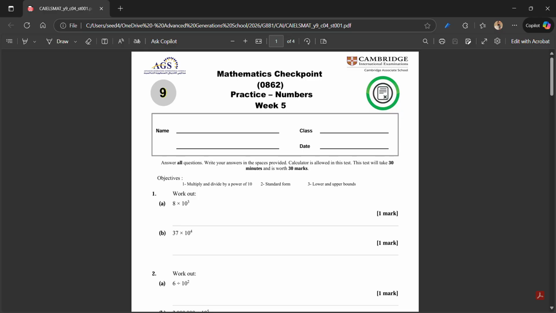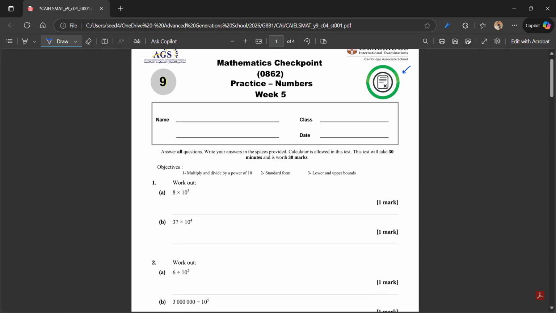Actually, guys, look what he mentioned here. He mentioned that the calculator is allowed. But actually, I will not start to work with the calculator. I'm going to solve it without a calculator also with you, so you can understand how to solve it even without a calculator. Okay, so let's start here.